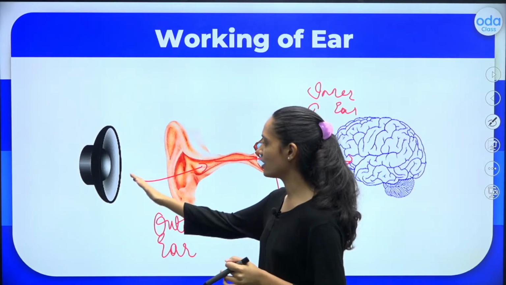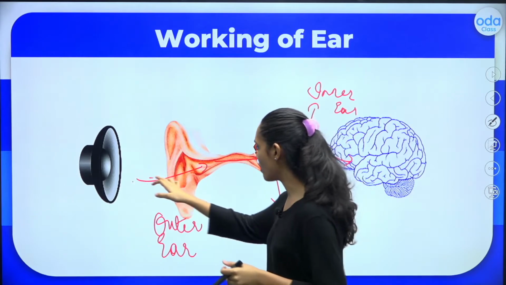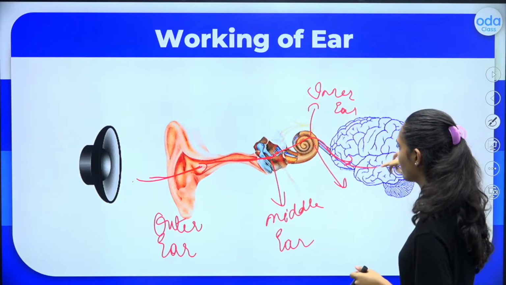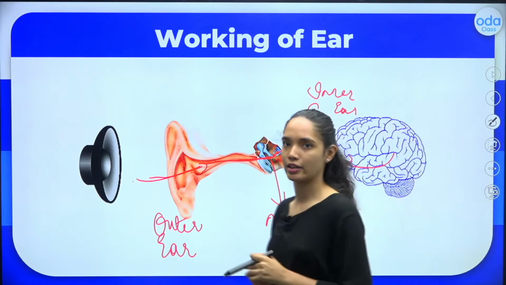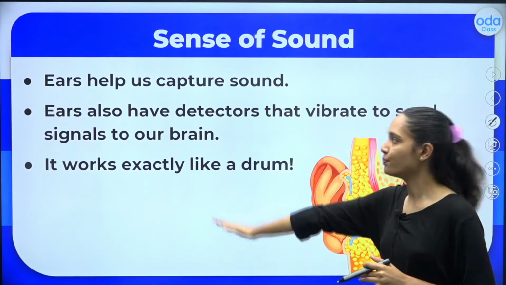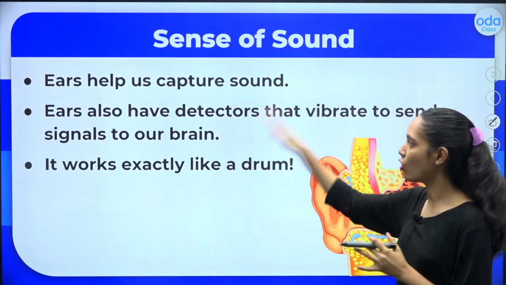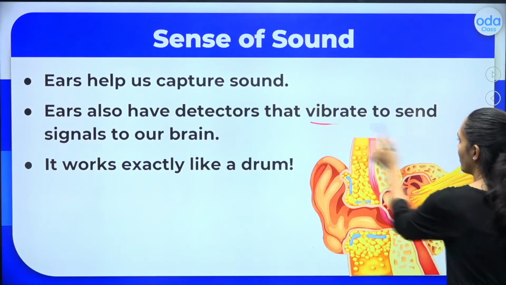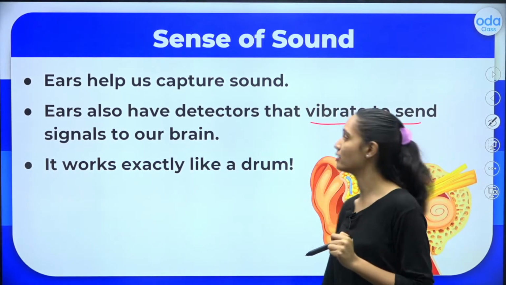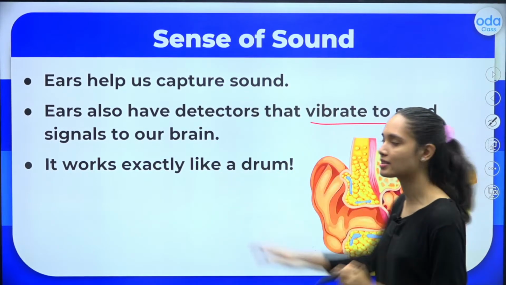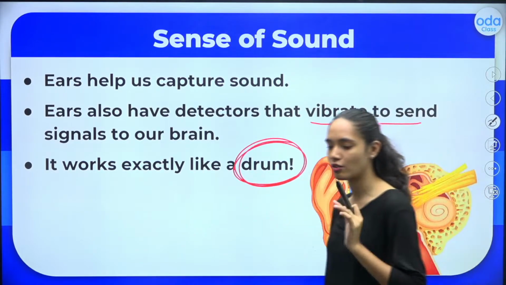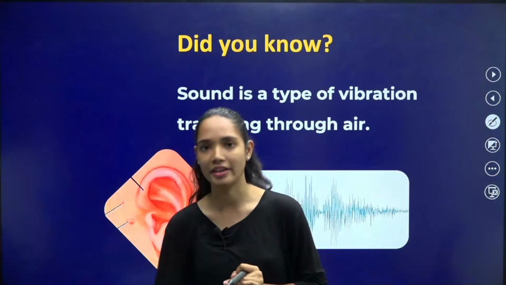So, as soon as we hear the sound waves, correct? It travels through the outer ear, through the middle ear, to the inner ear, followed by the brain. So, everything is connected to the brain, my dear students. So, students, this is a note for all of you. The ear helps us to capture sound. The ear also has some detectors that vibrate to send signals to our brain. You must have heard about the eardrum, right? That is where it happens and it works exactly like a drum. We can compare the working of the ear to that of a drum, my dear students.